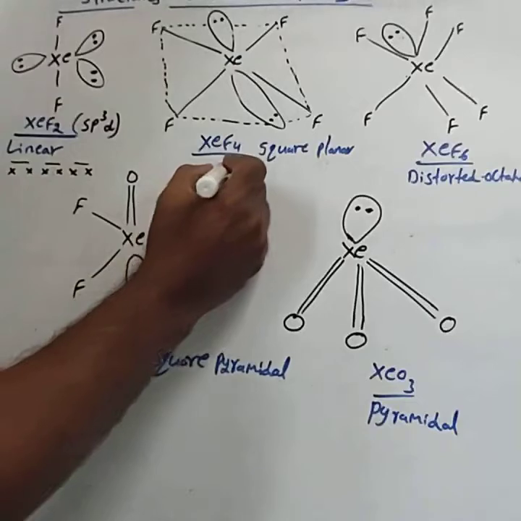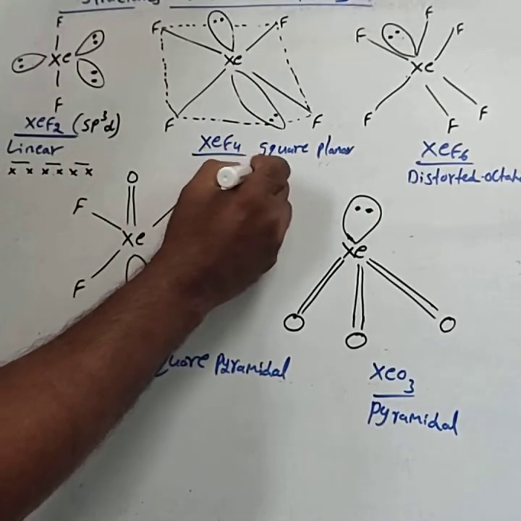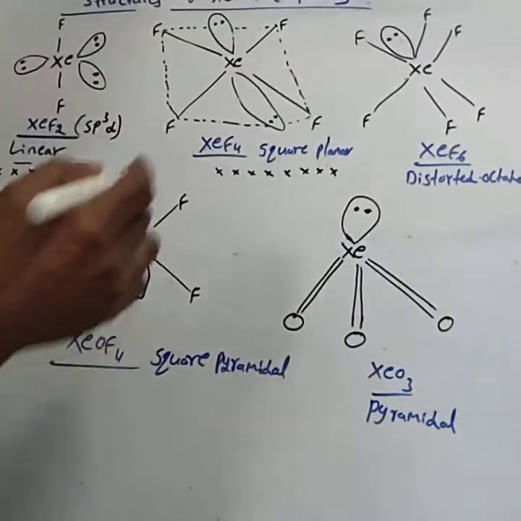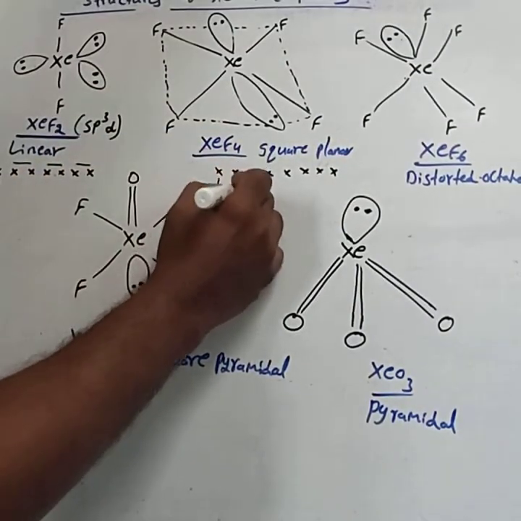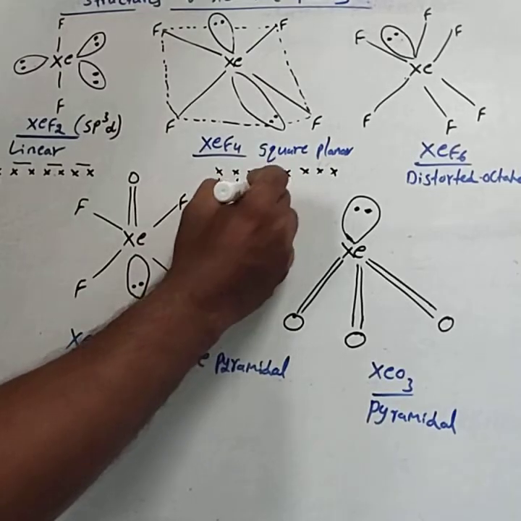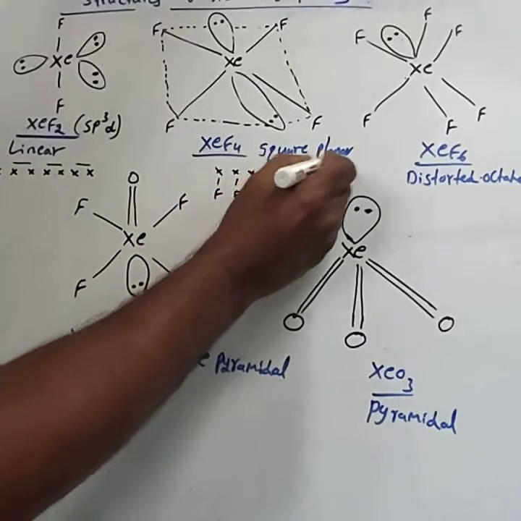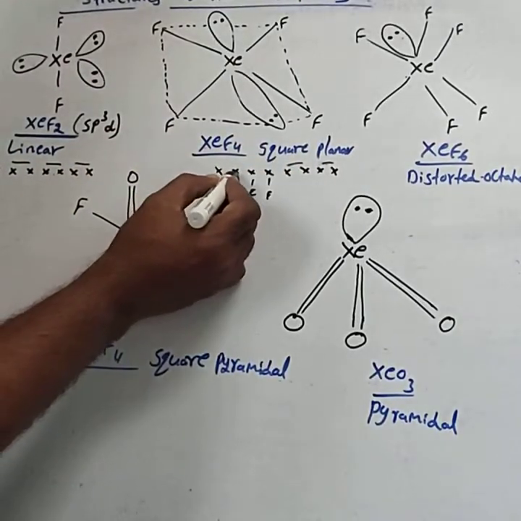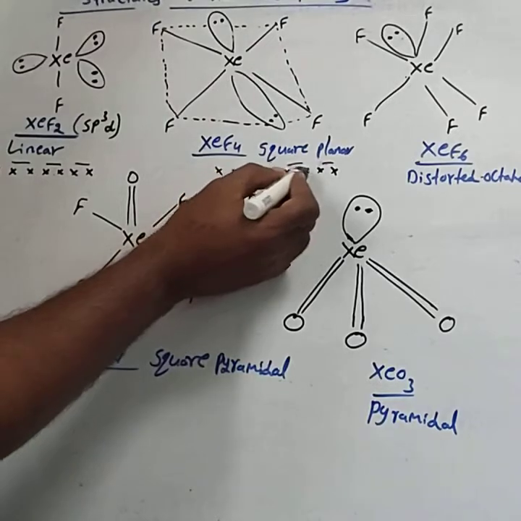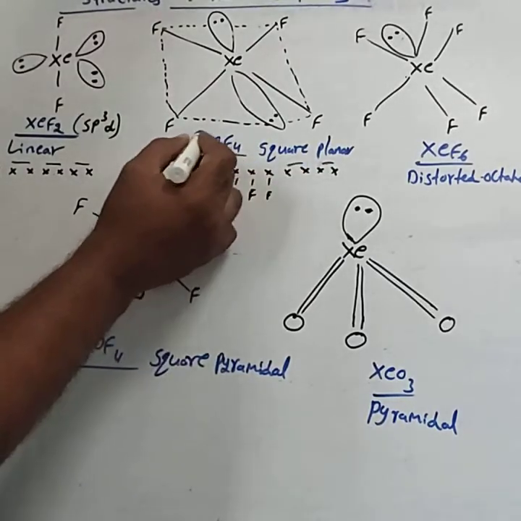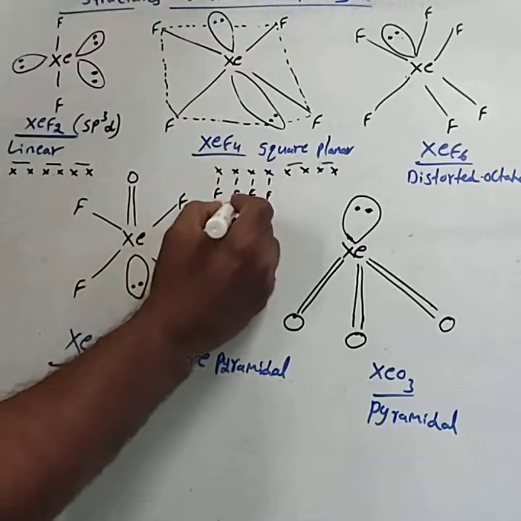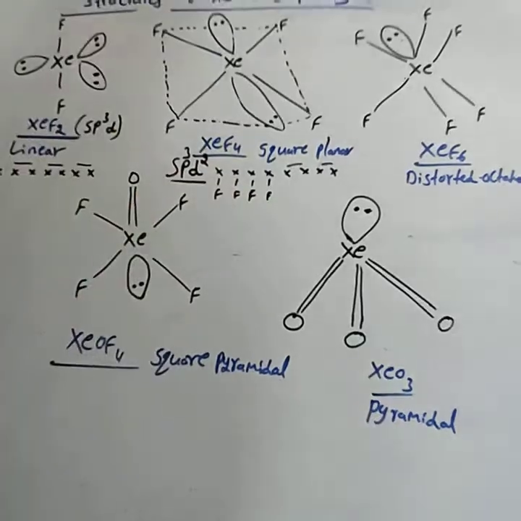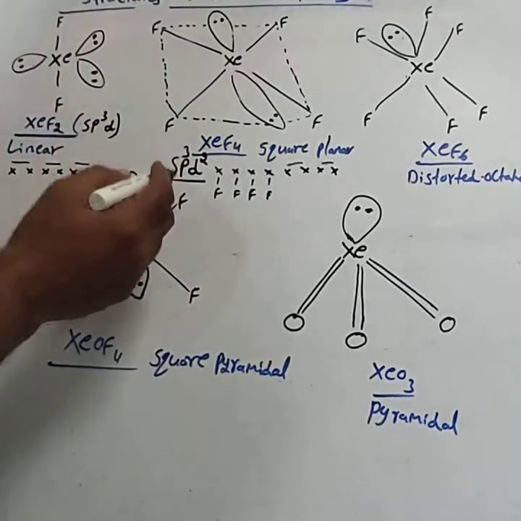Similarly, you find out the hybridization. Xenon has 8 valence electrons. Fluorine being monovalent, 1 electron is used for each fluorine. Then this is 1 lone pair, this is the second lone pair. Based on that, hybridization is S, P1, P2, P3, D1, D2. That means in XeF4, xenon undergoes sp3d2 hybridization. Important for the CET exam.